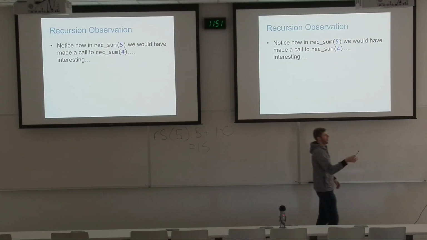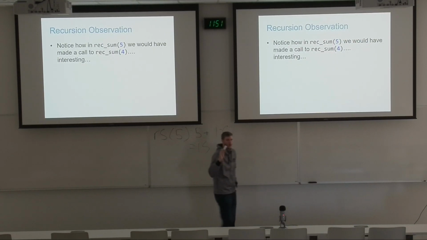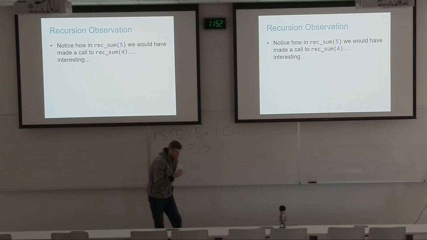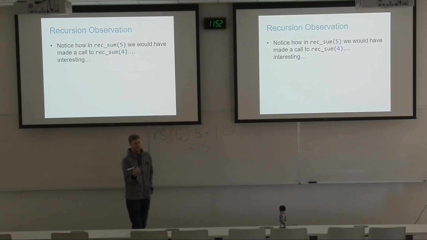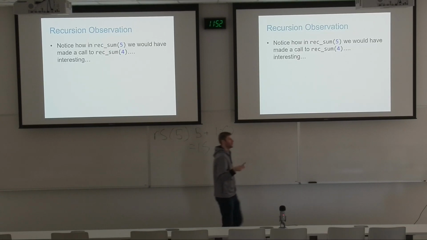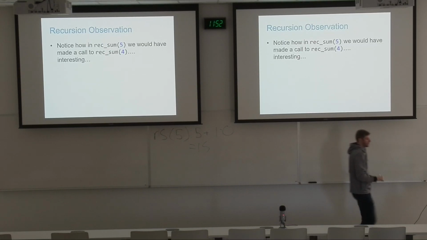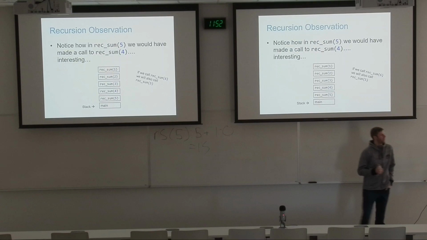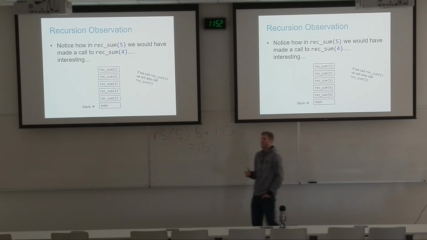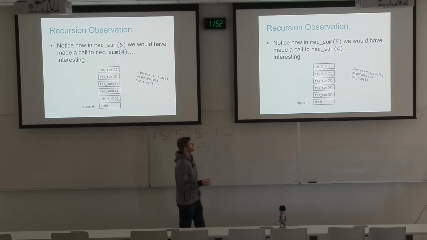Notice how recsum 5 would have made a call to recsum 4. Meaning that the answer to recsum 4 is in the answer to recsum 5. But the answer to recsum 3 is in the answer to recsum 4, which is also in the answer to recsum 5. So that bookkeeping might be handy. We might be able to save a lot of time. Okay, so if we call recsum 6, we're going to have to know the answer to recsum 5. We just answered that.